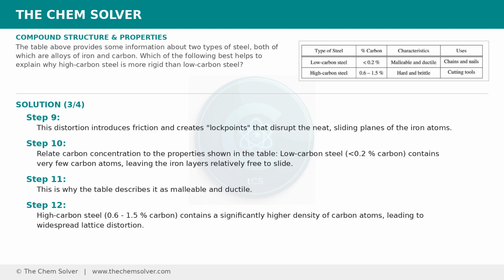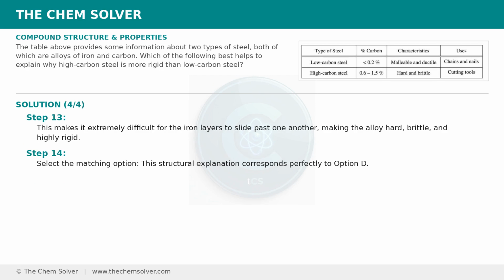High carbon steel, 0.6 to 1.5% carbon, contains a significantly higher density of carbon atoms, leading to widespread lattice distortion. This makes it extremely difficult for the iron layers to slide past one another, making the alloy hard, brittle, and highly rigid. Select the matching option.